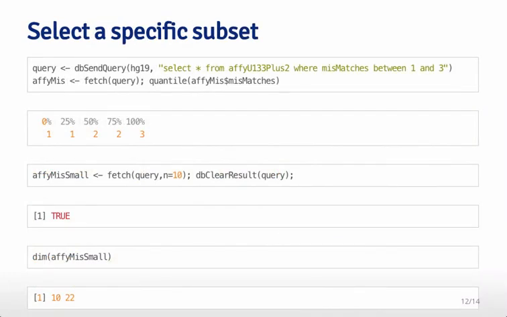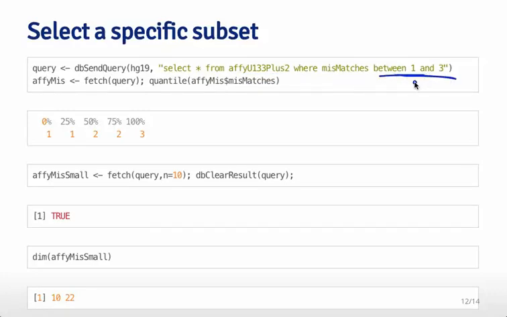One important thing to keep in mind is that often in these MySQL databases there'll be a huge amount of data stored, and so any particular table might be gigantic and might be too big to read into R. So one thing you might want to do is select only a subset of the data. You can do that with the dbSendQuery command. You give it the database again, and then we send it a different MySQL command. The command here is select star, so it's going to select all the observations from the AFI U133 plus 2 table, where the mismatches variable, which you remember is one of the columns in that data set, is between 1 and 3.